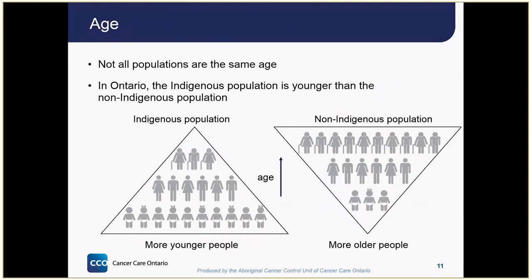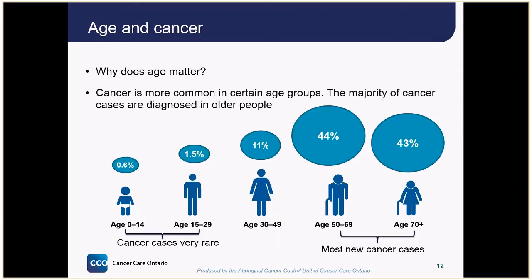It is also important to look at age when we're comparing cancer in two populations. In Ontario, and in Canada as a whole, the Indigenous population is younger, so more children and young adults, than the non-Indigenous population, which has more adults over the age of 50. Age matters when we are tracking cancer because cancer is more common in certain age groups.